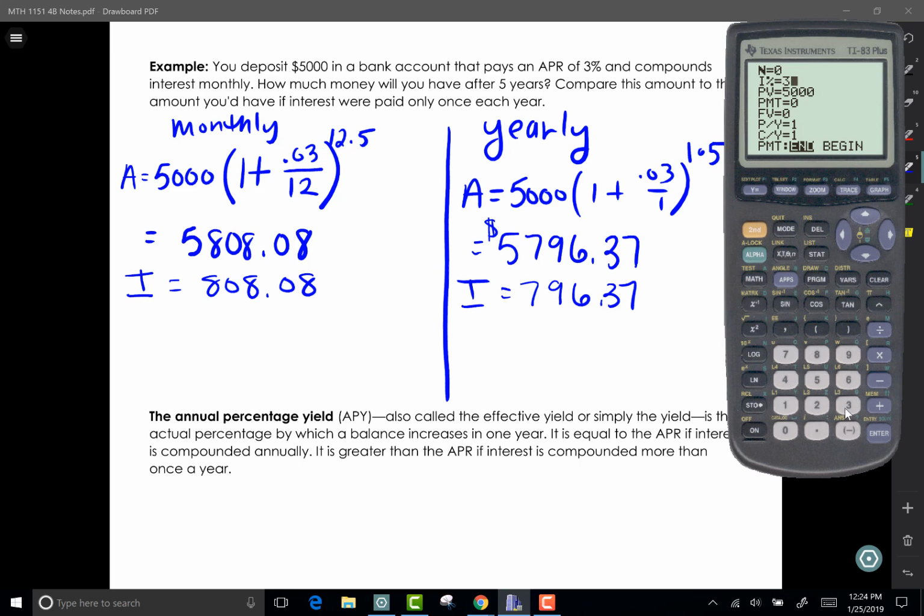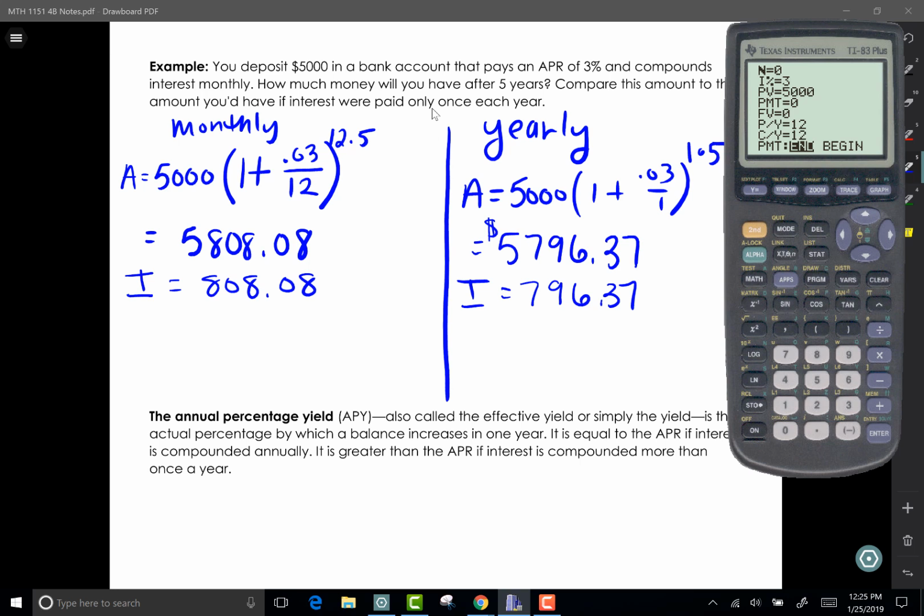Now, the nice thing about the calculator app is that you don't have to change it to a decimal. If you notice, it has I% in there, so it wants you to put that in as the actual percentage. You don't need to change it to a decimal. Okay, now PMT, we're not making any payments, so leave that as 0. Future value is what we're solving, so leave that alone for now. My PY and my CY, if we do the monthly example first, should be 12. It's compounded 12 times a year.